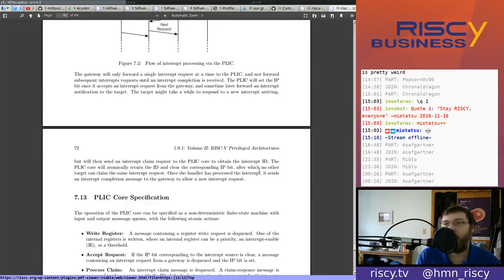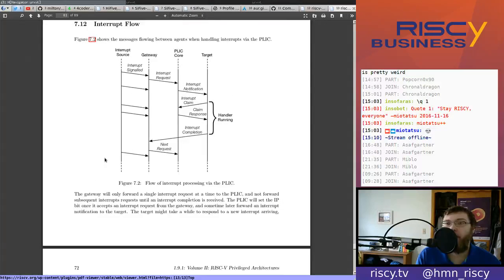And what happens then? So we're at the PLIC core. We've received the claim request, and it looks like the PLIC core sends the thread an interrupt ID. And then it clears the IP bit. And then after that, no target can claim the same interrupt request. So you can think of it like a mutex, sort of, right? This is locking on the interrupt, so no one else can access it. No one else can do that interrupt because someone has claimed it. They've claimed a lock on it. So that's basically what's happening there. And then the handler processes the interrupt, and after it's done, it sends the completion message to the gateway.